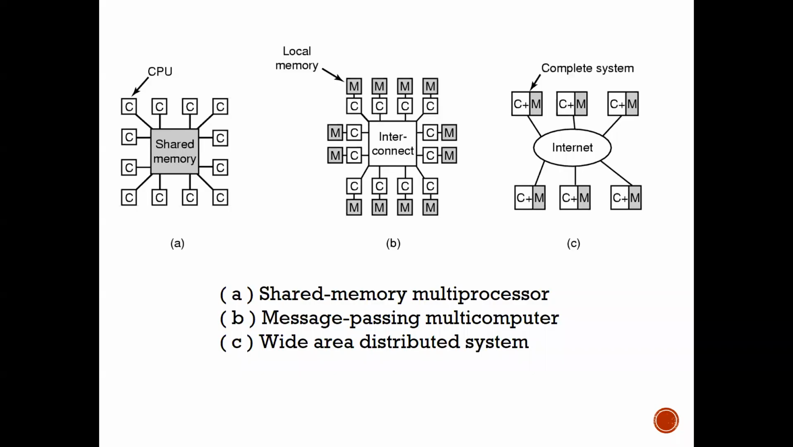Okay, see the example. A, shared memory multiprocessor. B, message passing multicomputer. C, internet wide area distributed system.